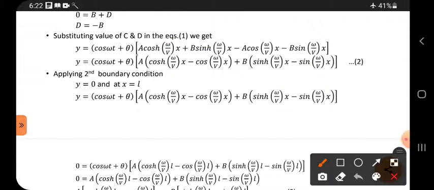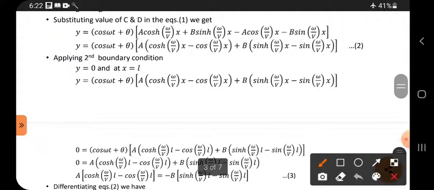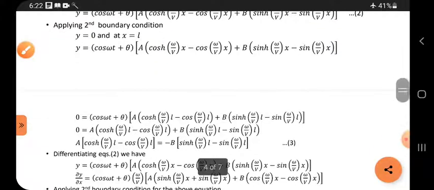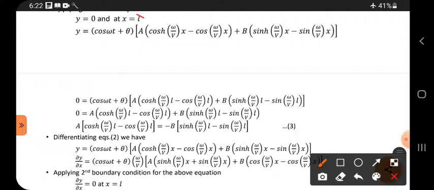Now applying the second boundary condition also, that is at x equals l. Already the x equals 0 condition is over, the first one is over, and the next one we have is y equals 0 at x equals l. y equals cos omega t plus theta, into this, right. So directly substitute the terms. This equation is written here once again, and wherever we have the x value, there you have to substitute the l value, and the y value is y0.